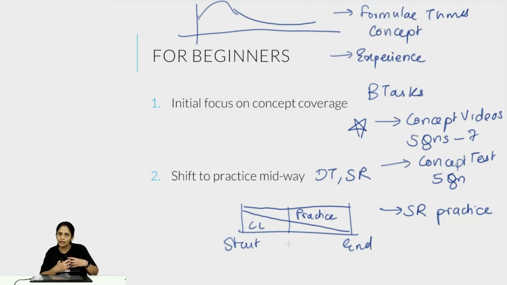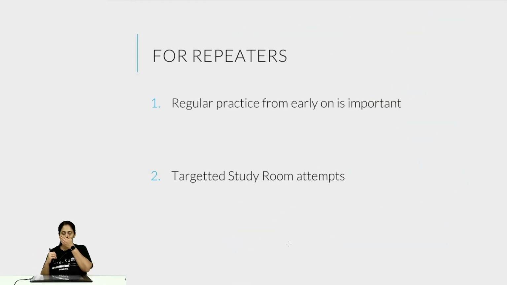So always remember, even if your course is not completed, midway through the course you will have sufficient knowledge to tackle 80% of the actual CAT paper or syllabus. At that point of time, I want you to really amp up on practice. So start taking daily targets then, start taking the study room tests then. Okay. Now I'll come to beginners and repeaters. I'll come to the mock strategy at the end.